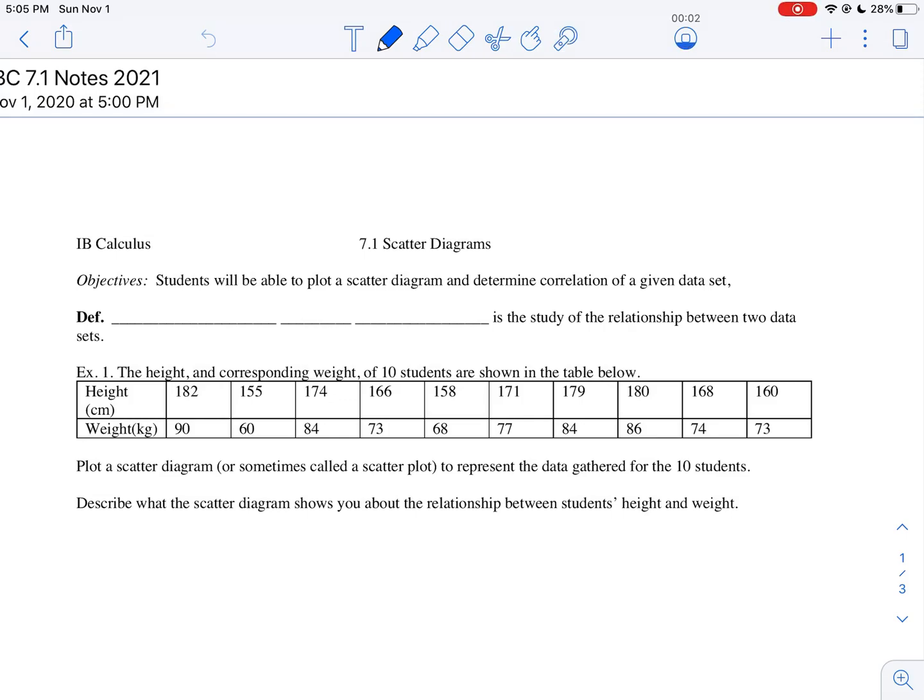Today is the 7.1 notes on scatter diagrams. The objective: students will be able to plot a scatter diagram and determine correlation of a given data set. So we're going to start with a definition.